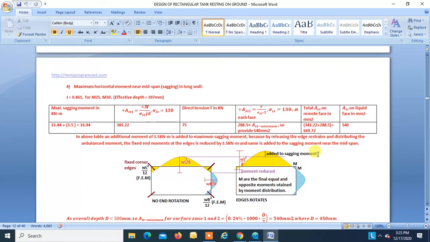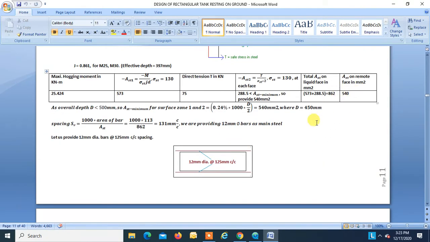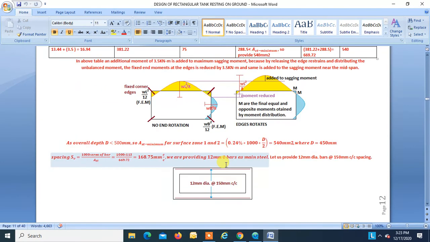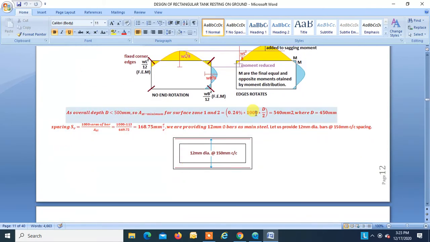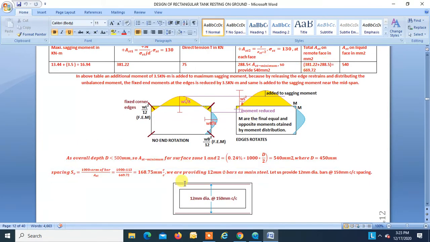Right. Now similarly, this steel has to be provided over here and over here, at the supports, minimum steel over here and over here. But we can see that we have already provided 669 square for the whole length. So instead of 540 required over here, we already provide 669. Required is 540 over here and over here, but we have already provided 669 over here and over here.